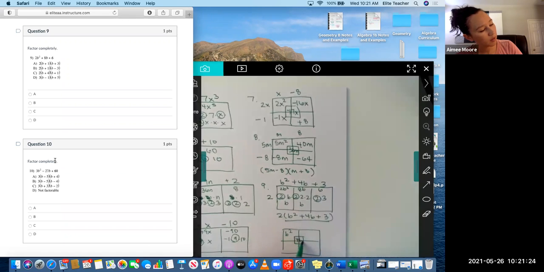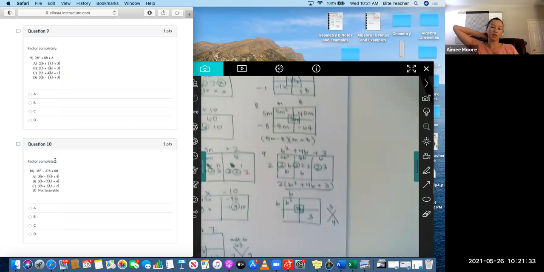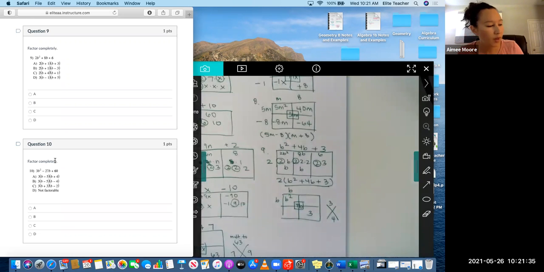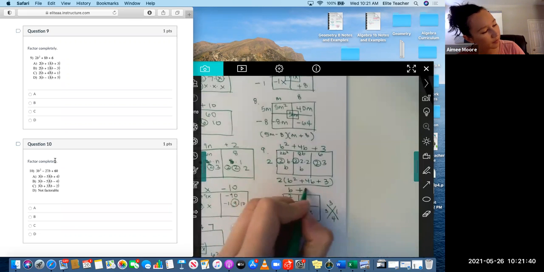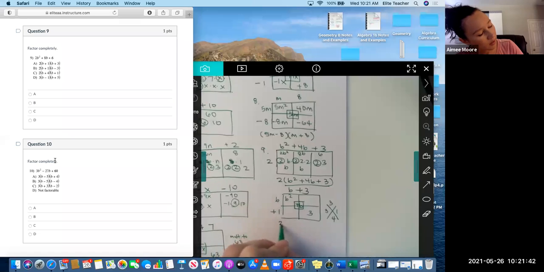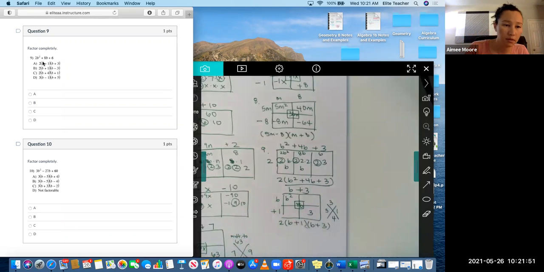B squared plus 4b plus 3. So we know this is b and b. We need to figure out what multiplies to 3 and adds to 4. So you can tell me what multiplies to 3 and adds to 4. Well, there's only one thing that multiplies to 3, so it's got to be 3 and 1. So it's b plus 1. We have to bring down our GCF, which was 2, and then times b plus 3. That's A. Any questions on number 9?